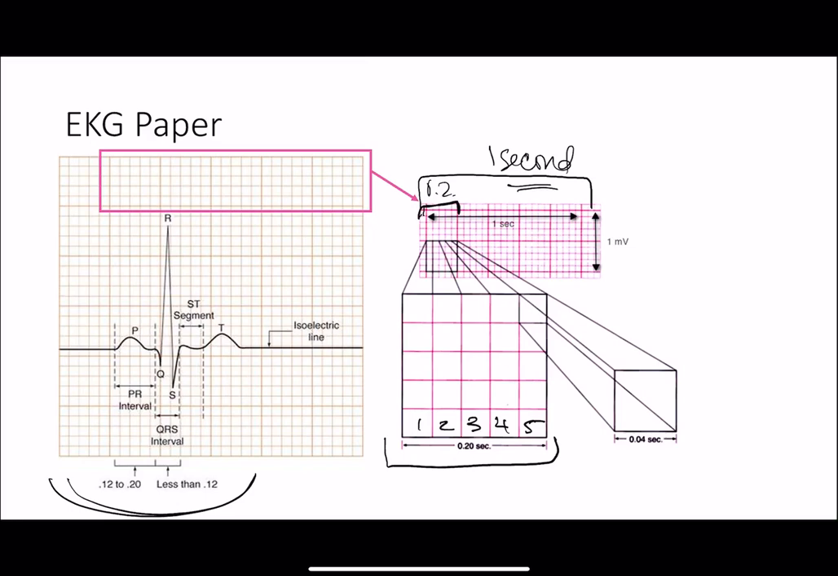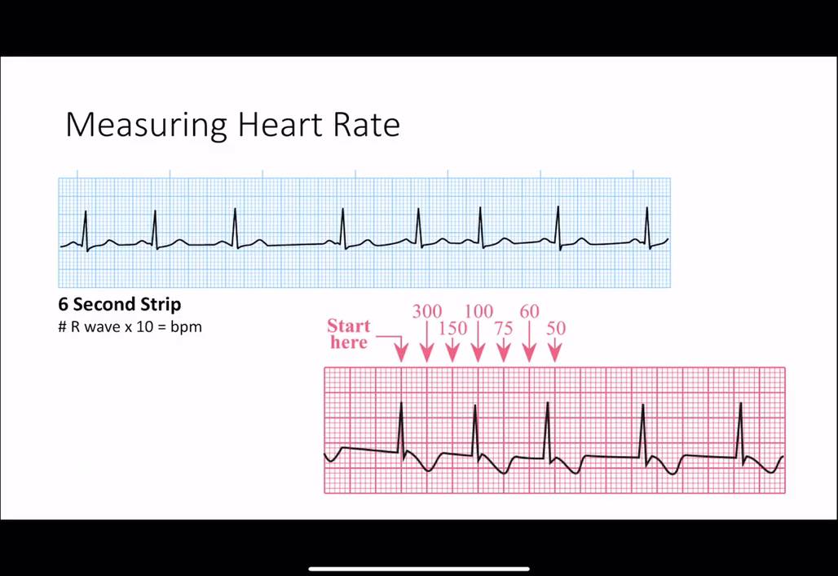If you're looking at a monitor, you really truly cannot determine that, and the paper gives you the power there. The other thing that's really handy is the paper allows you to easily calculate heart rate without doing a whole lot of math. So there's a couple different methods to doing it.